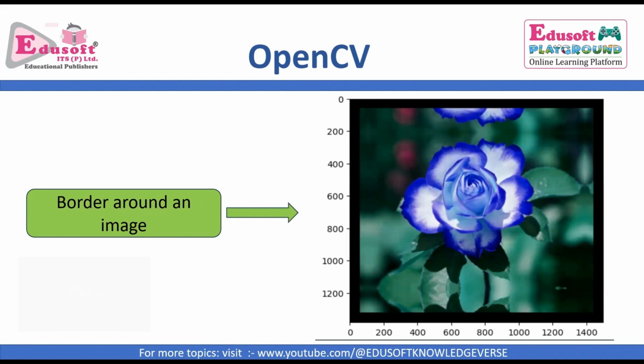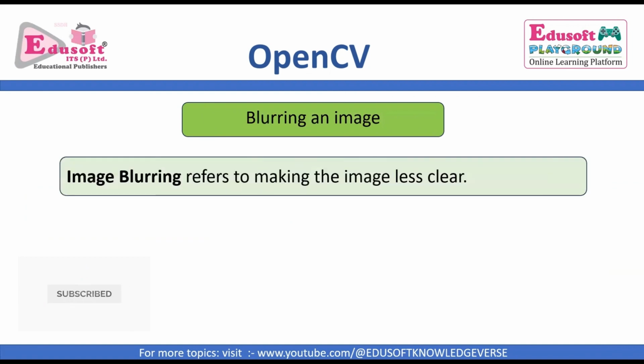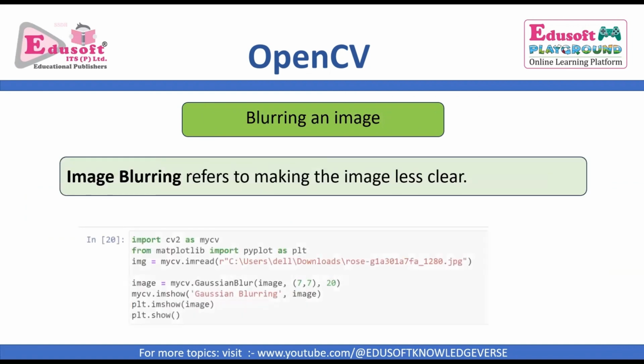So if you want a border around the image, what method of OpenCV do you have to use? You have to use the copyMakeBorder method of OpenCV. Coming to the next one, that is blurring an image. Image blurring refers to making the image less clear.